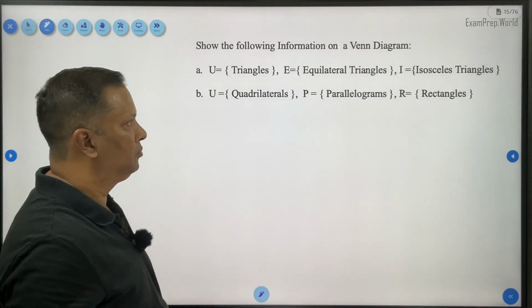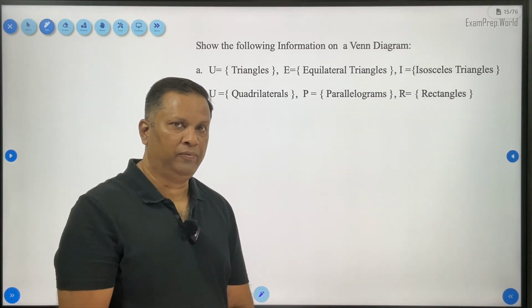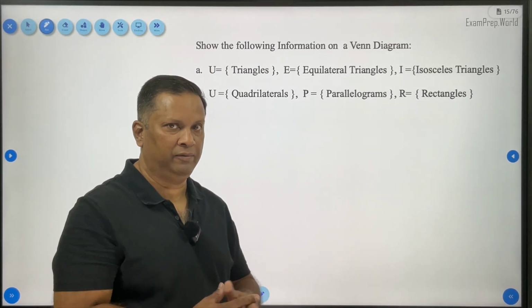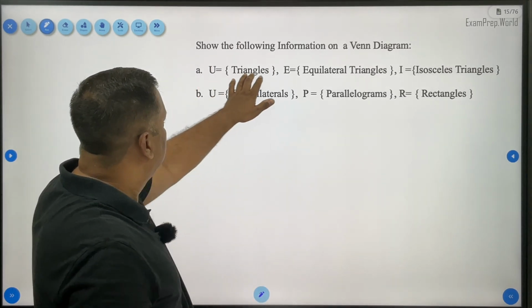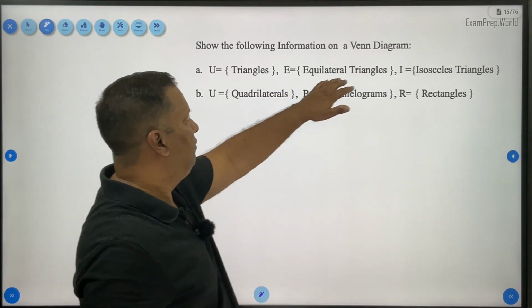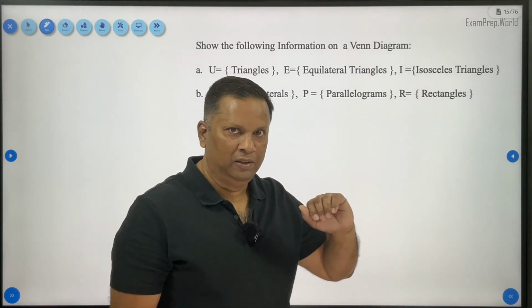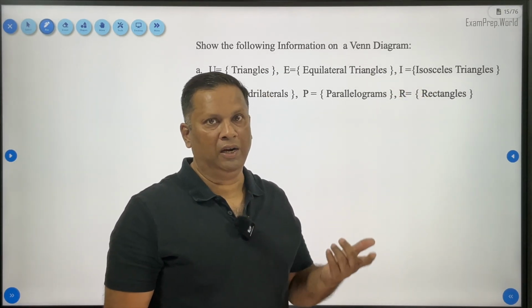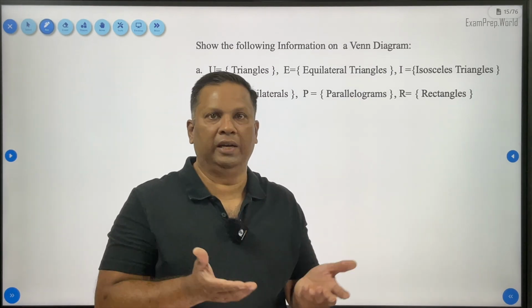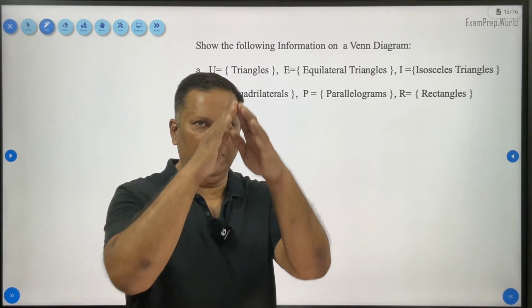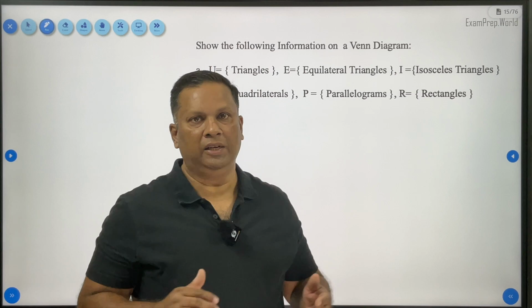Next question. Instead of elements, it is more subjective. They have not defined elements. They said universal set triangles, equilateral triangle and isosceles triangle. If you don't know the meaning of equilateral and isosceles, then it is difficult. Equilateral means all three sides are equal, all three angles are 60 degrees. Isosceles, only two sides are equal and the third side is unequal.